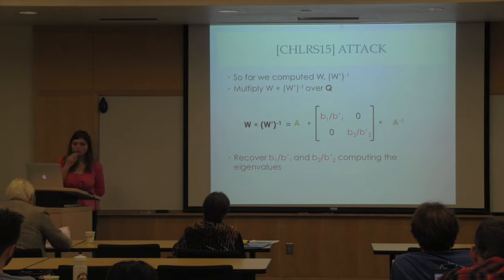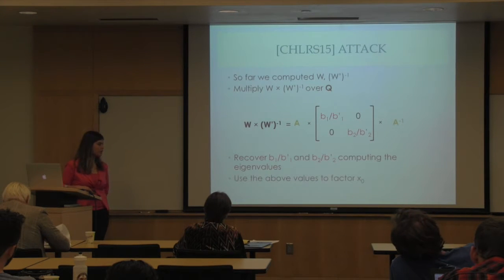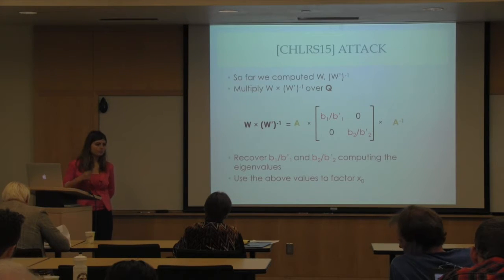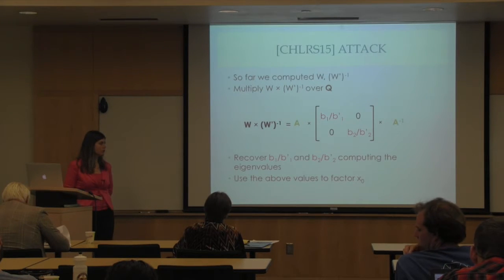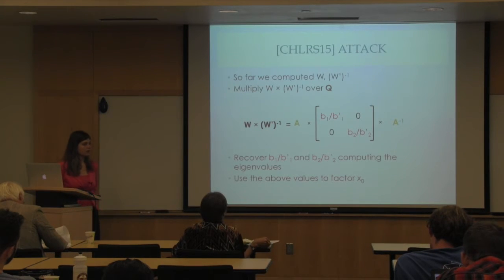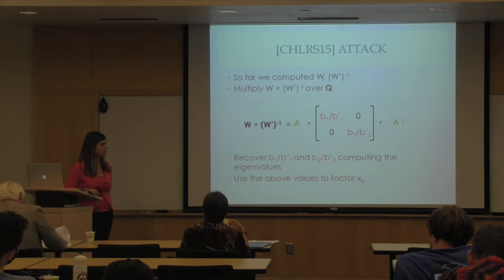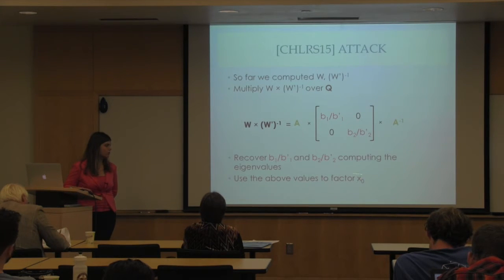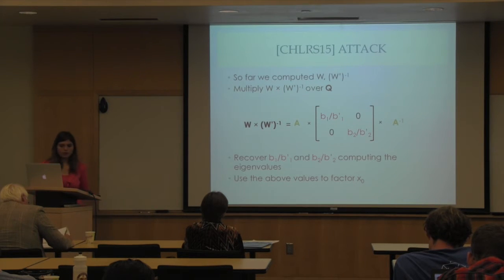So now we can recover these eigenvalues. And once we have recovered these eigenvalues, we can use them in order to factor our modulus x sub 0. Because these are the CRT components of the CRT encodings in the set B, and they are all computed with respect to the primes p sub i, which give us the factorization of x sub 0.